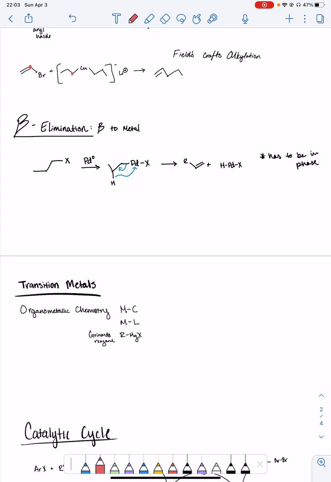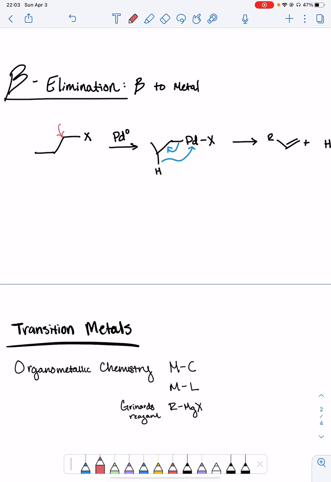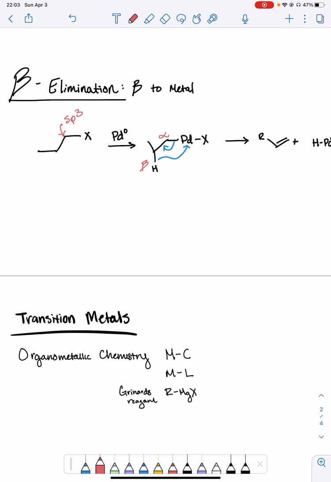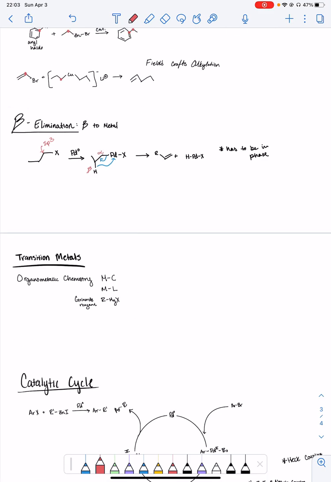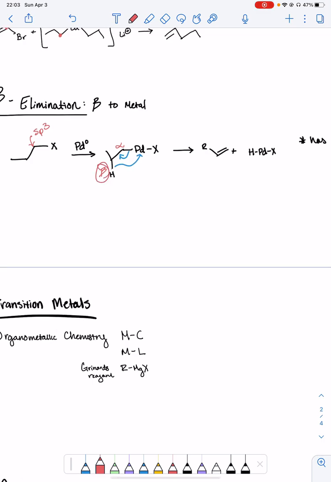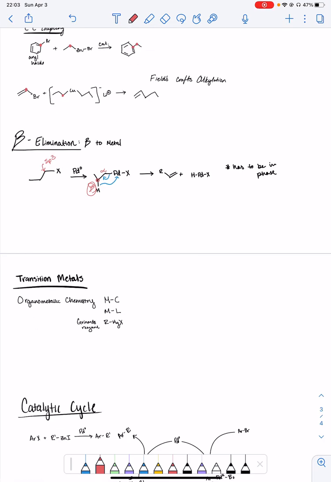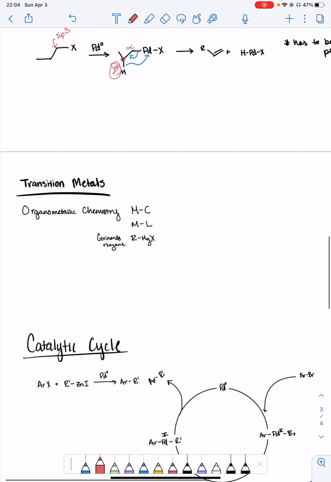So the next thing we're going to focus on is beta elimination, specifically in metals. So we're going to indicate right here, this is sp3 hybridized. There is a beta carbon right there and an alpha carbon right there. Those blue lines are just going to show an overview of the mechanism. And this highlights that it has to be in a phase, and the priority of this beta carbon that's right there.